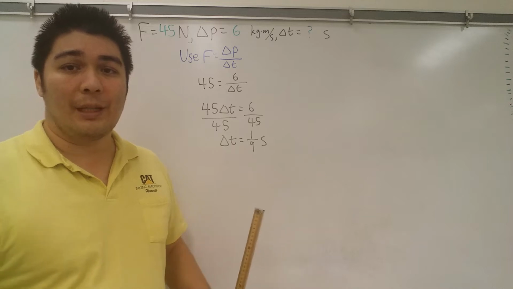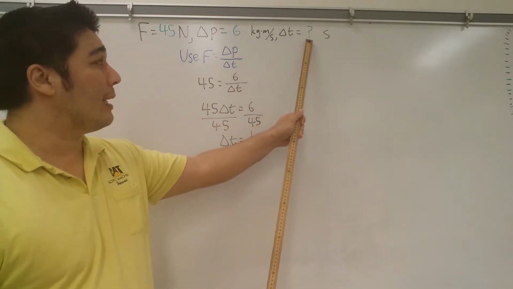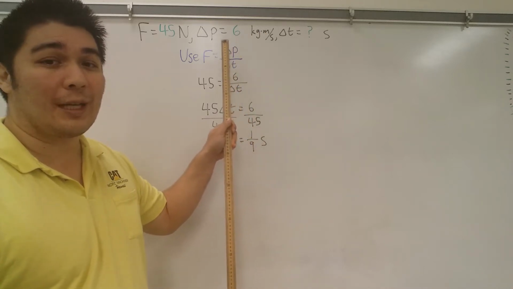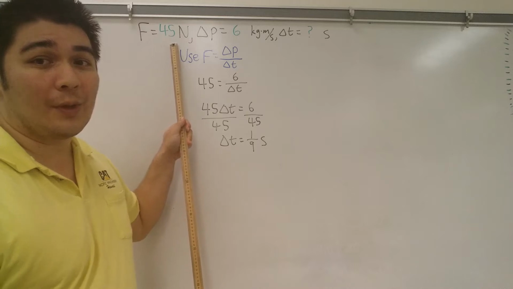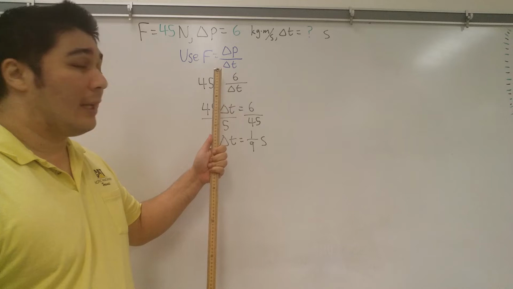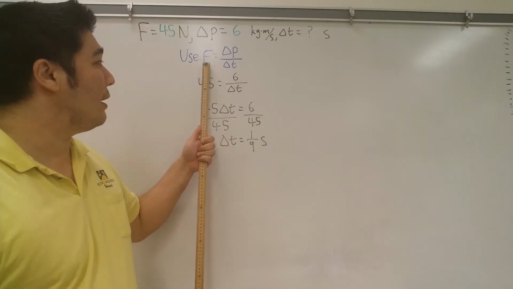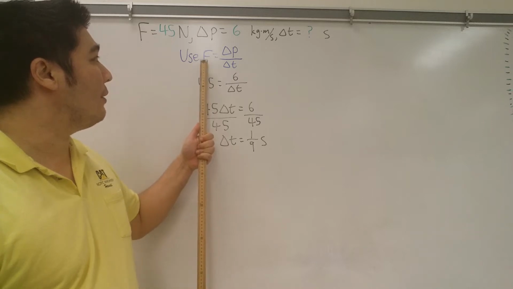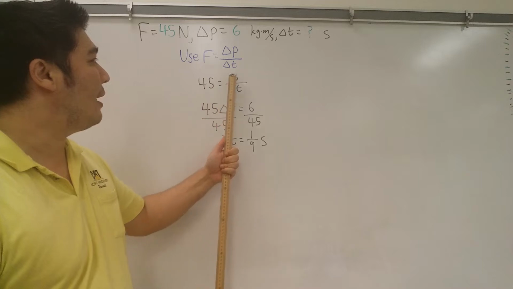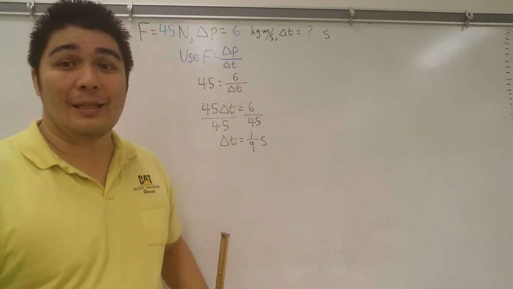As I'm doing number 11, we filled in all of our numbers in green. We don't know what the time is, but we know that the change in momentum is 6 kilograms meters per second, and we know that the total force is 45 newtons. So let us begin. I start like I always do, using the shortcut method, plugging in all of my numbers directly from the first line into the equation here. So F is 45, delta P is 6, and we're left with delta T in the denominator.